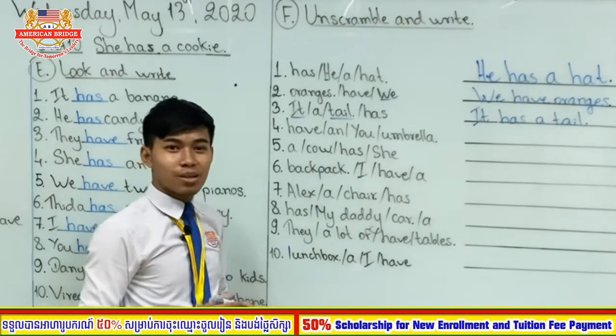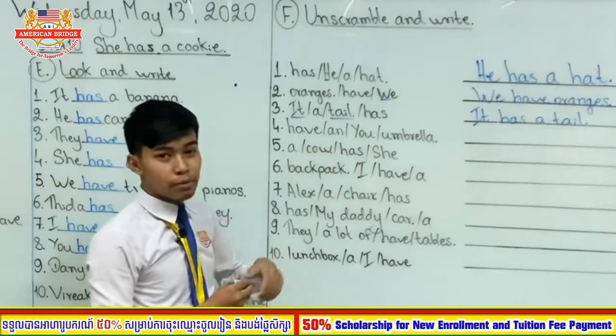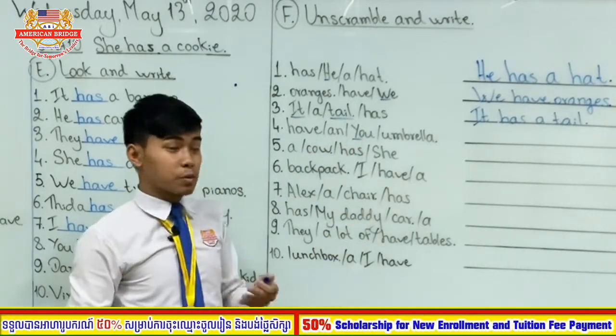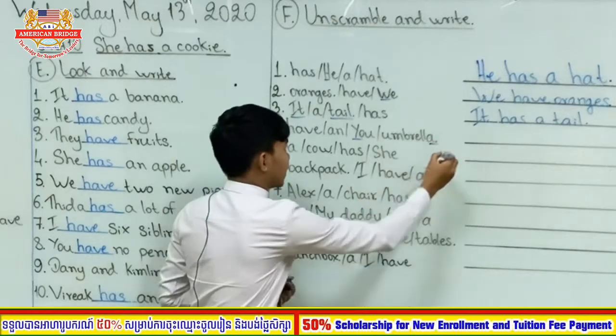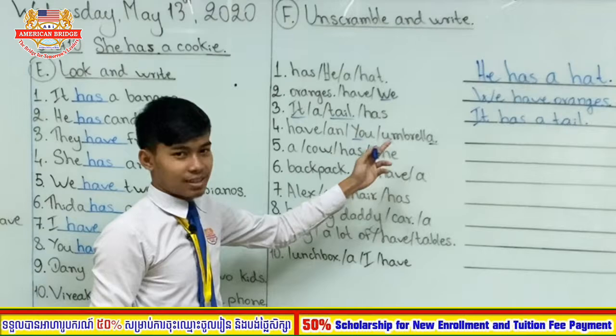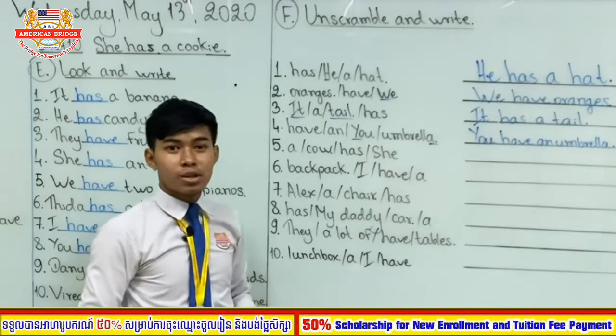Okay, so now let's go to number 4. Where is the capital letter? Here are U, and the word with the full stop, umbrella. Okay, so you have an umbrella. Easy, right? Now let's go to number 5.